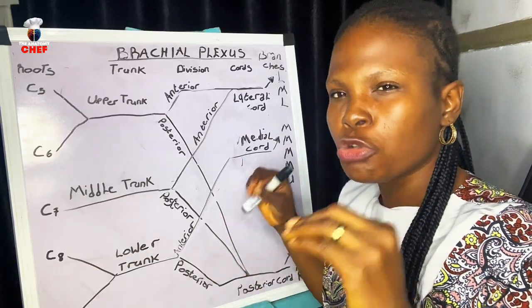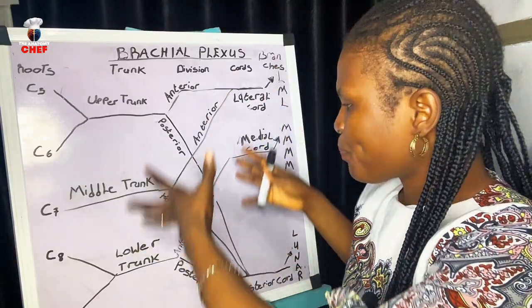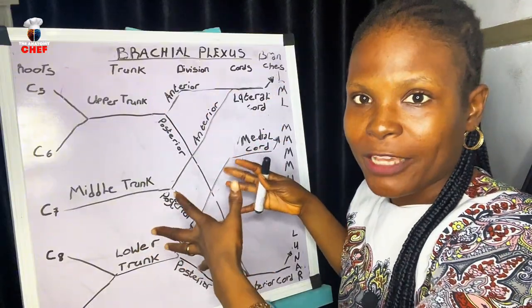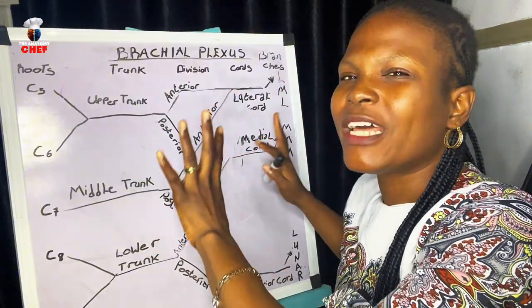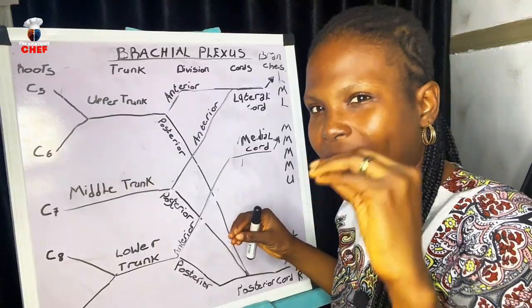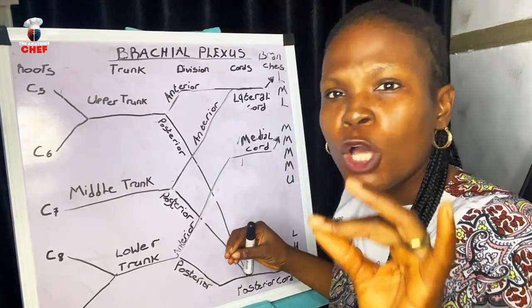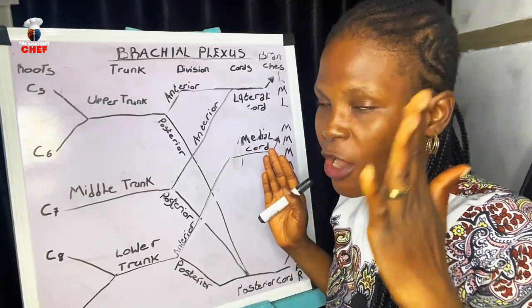But now I want to show you how to draw the brachial plexus so it will be easy. I explained with an already made diagram, but I want to show you right now how to draw it on your own so it becomes very easy and well simplified.